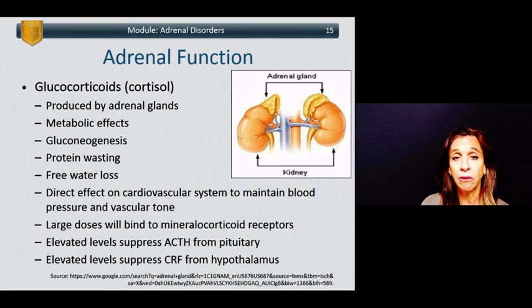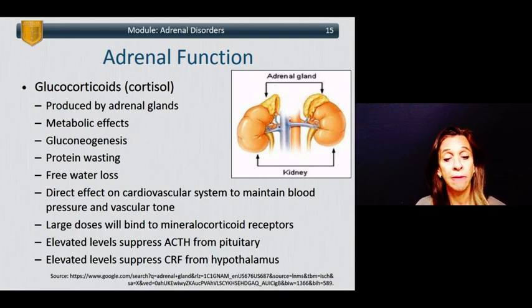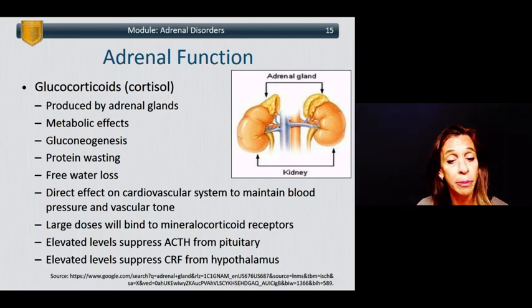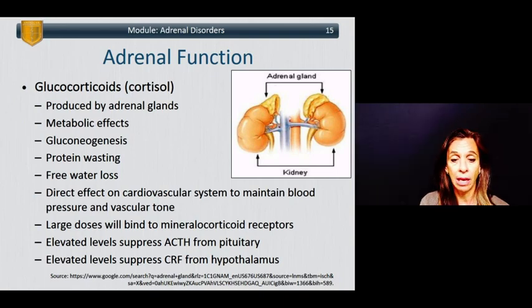Glucocorticoids have a direct effect on the cardiovascular system to maintain blood pressure and vascular tone. Large doses will bind to the mineralocorticoid receptors. Elevated levels typically suppress in a feedback loop ACTH from the pituitary, and they suppress cortisol releasing factor from the hypothalamus.